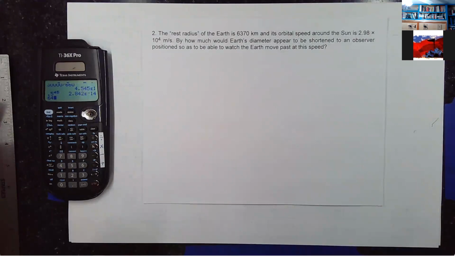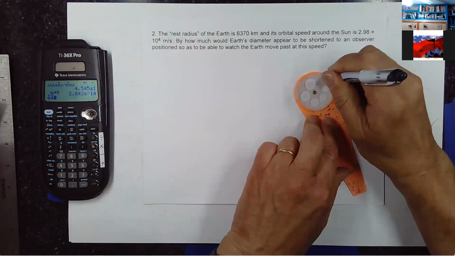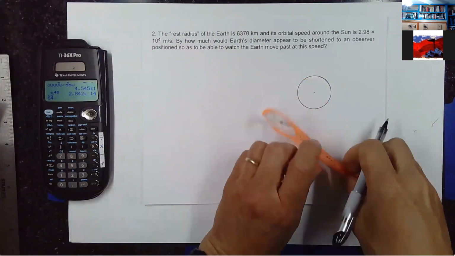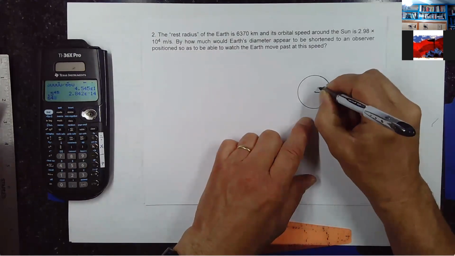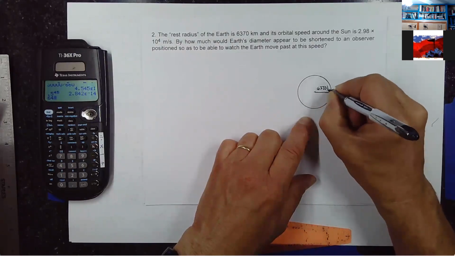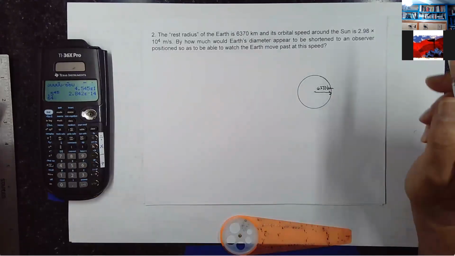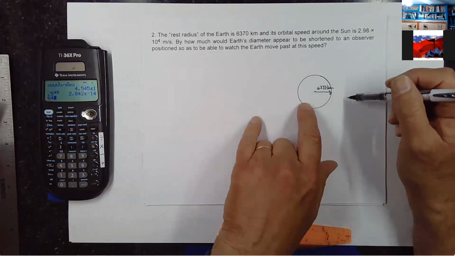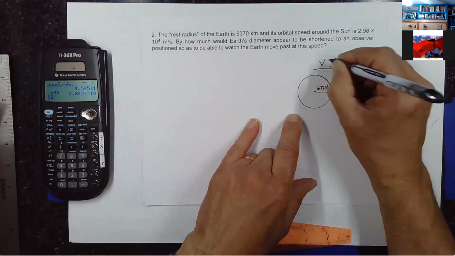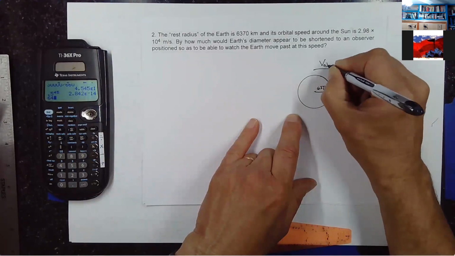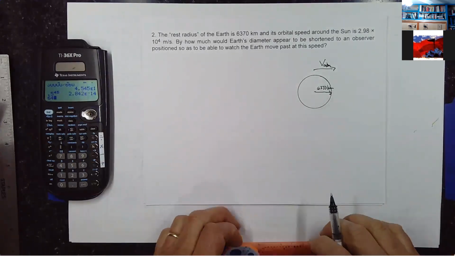So the Earth is usually this nice spherical thing here. Okay, it's got a radius of those 6,370 kilometers. And so the diameter is going to be twice that, which is 12,740 kilometers, approximately. But it's moving through space around the sun at its orbital velocity, v orb, of 2.98 times 10 to the 4th. How much is it going to be shrunk by?